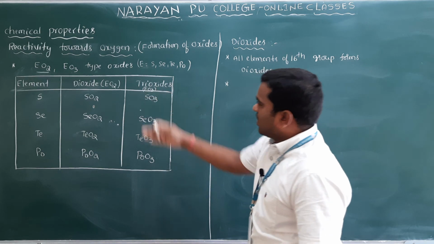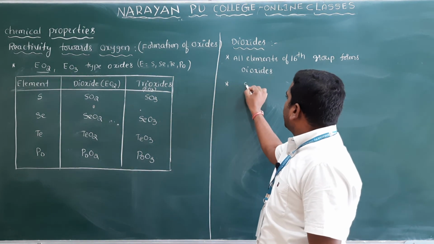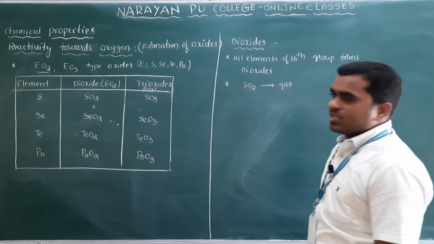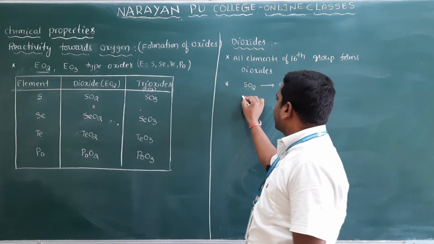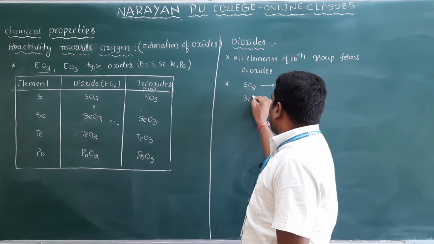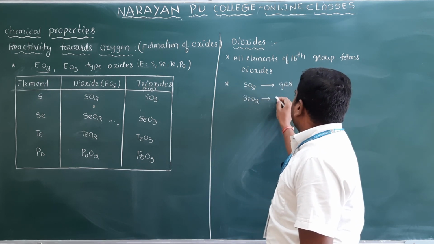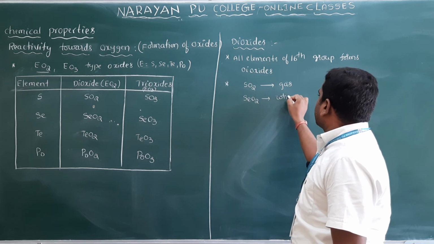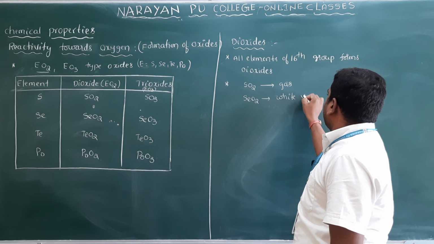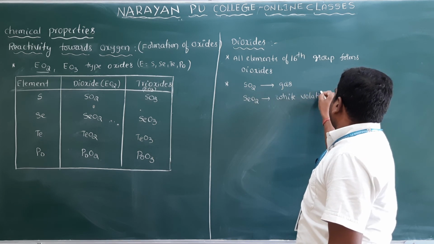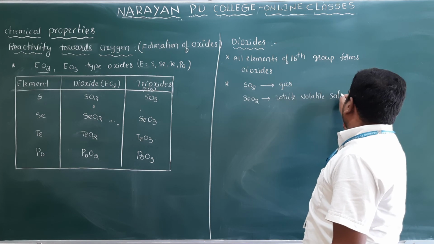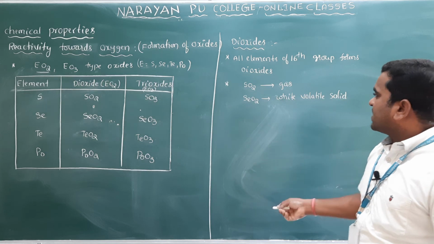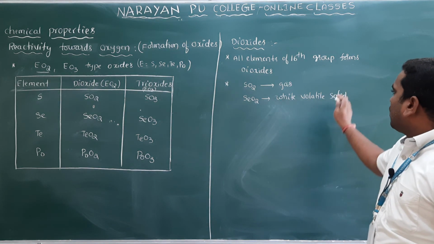So I already mentioned here. Now in these dioxides, SO2 is a gas. Sulfur dioxide is a gas. And if you take selenium dioxide, it is a white volatile solid. White volatile solid. I am writing about the nature. So SO2 is a gas, SeO2 is a white volatile solid.